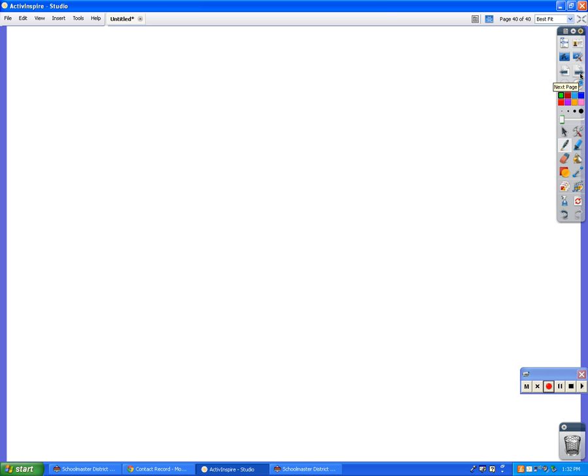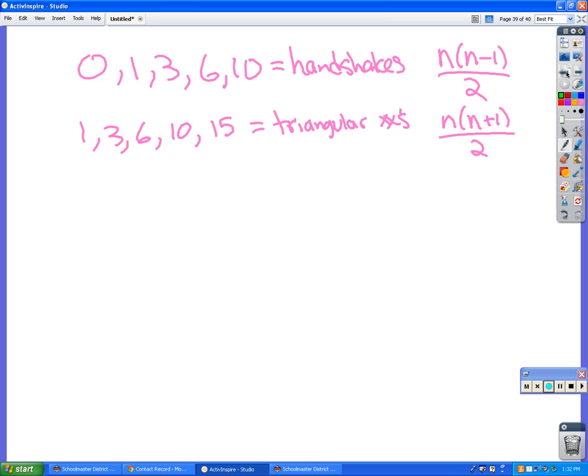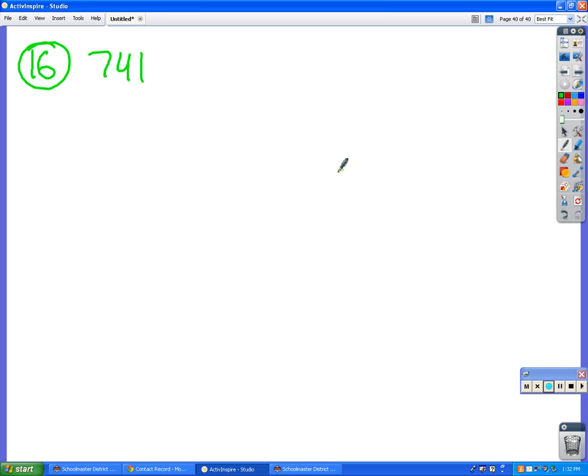So the very next problem, number 16, like Sarah said, does deal with handshakes. It says there are a total of 741 handshakes. So which of these two formulas do I need? N minus 1 or N plus 1? N minus 1. So I'm going to take the number of handshakes and set it equal to N times N minus 1 divided by 2. Okay? How do I solve that?